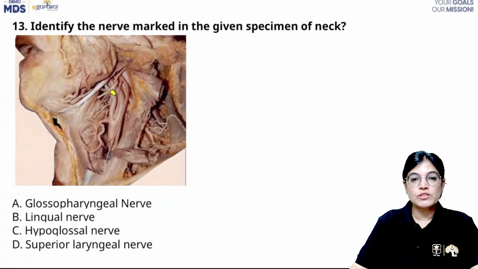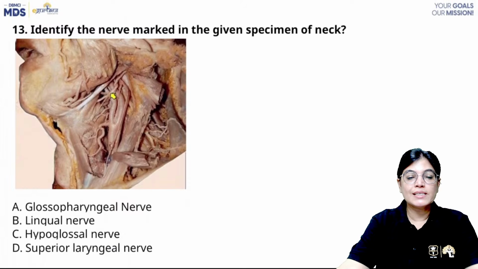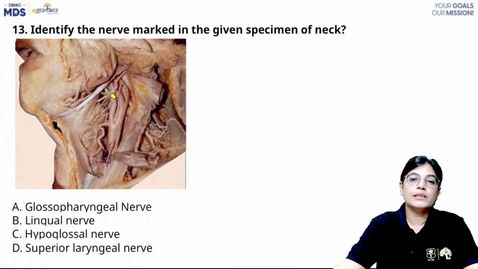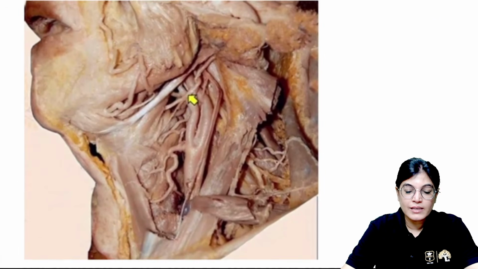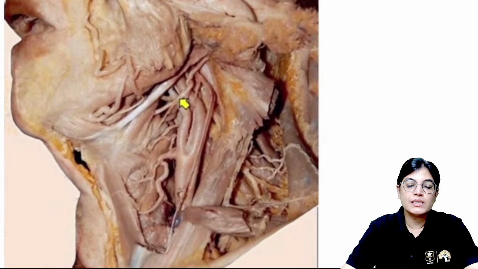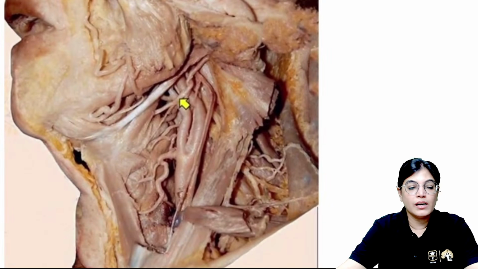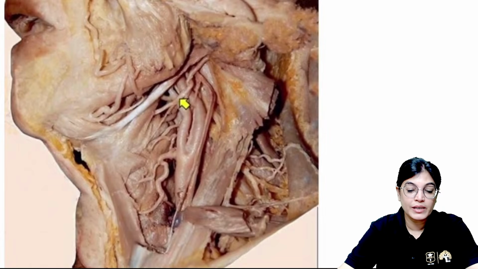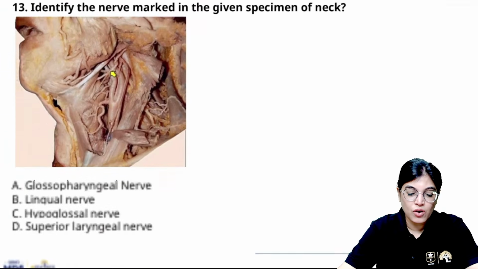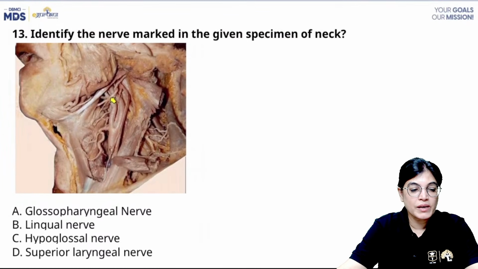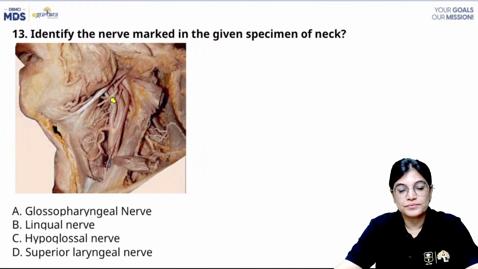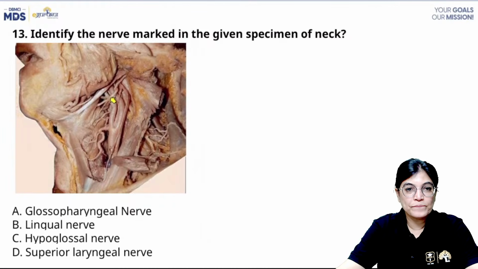Now coming to an image-based question from the previous year INI-CET exam. Can you identify the structure marked with a yellow arrow? I would like to enlarge this image so you can have a look at this yellow arrow on one of the structures. Identify its relation and tell me the correct answer. The options are glossopharyngeal nerve, lingual nerve, hypoglossal nerve and superior laryngeal nerve. Identify the nerve marked in the given image.